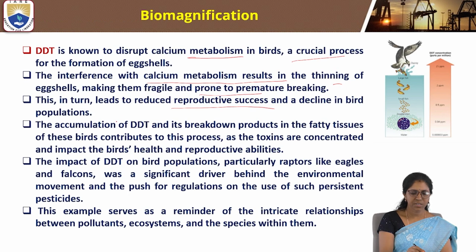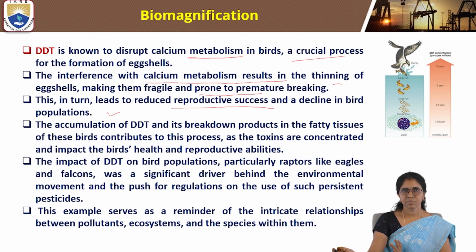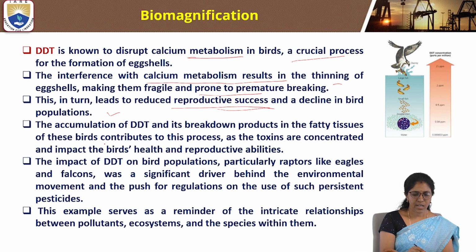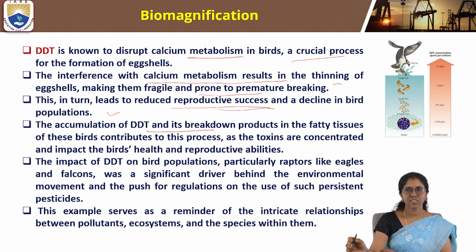That's why DDT is decreasing the bird population. Because it disrupts calcium metabolism in birds, the interference results in thinning of eggshells, making them fragile and prone to premature breaking. Because of that, the reproductive success rate of birds is decreasing.